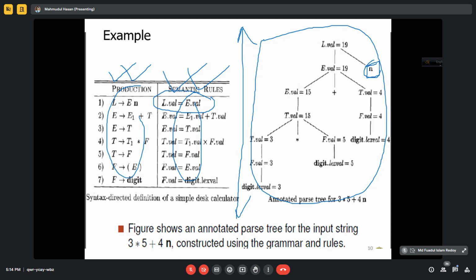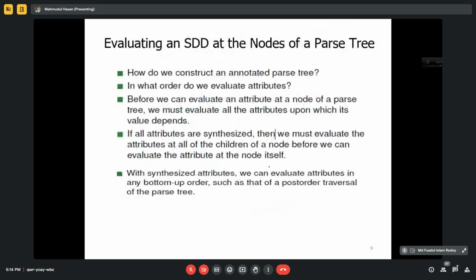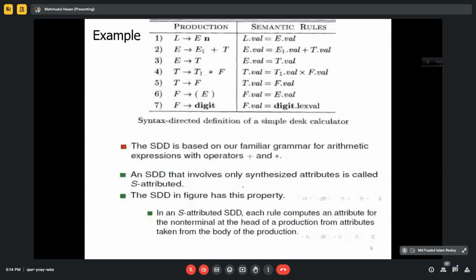Yes, sir. Okay, so as all the attributes are synthesized here, that's why it is also known as an S-attributed definition.